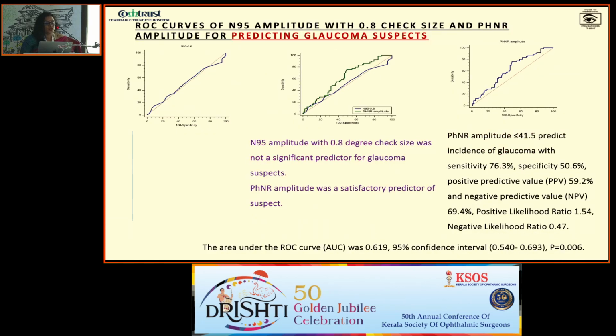And we went on to look at the ROC curve for predicting glaucoma suspects. Again here PHNR was a good predictor, but the sensitivity was only 76.3% with a specificity of 50.6% and an AUC of 0.619.